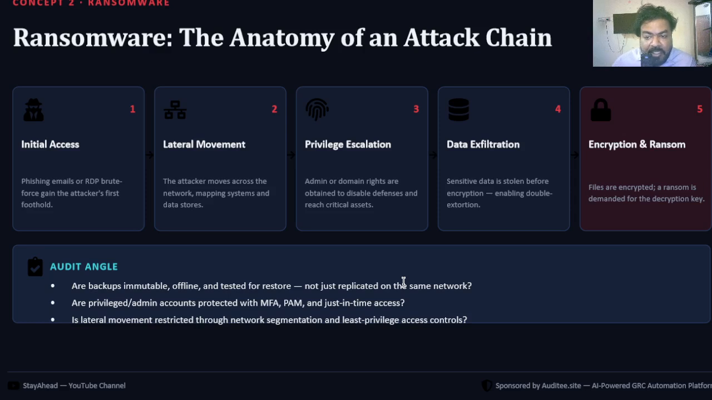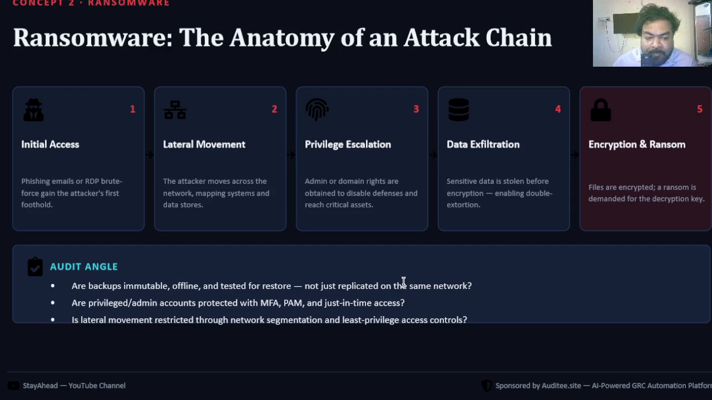Stage 1: initial access. The attacker gets their first foothold, usually through a phishing email or by brute forcing an exposed remote desktop connection. Stage 2: lateral movement. Once inside, the attacker doesn't stop at the first machine, they move sideways across the network, mapping out systems and data stores. Stage 3: privilege escalation. They work to obtain admin or domain level rights, which lets them disable security tools and reach the most critical assets. Stage 4: data exfiltration.